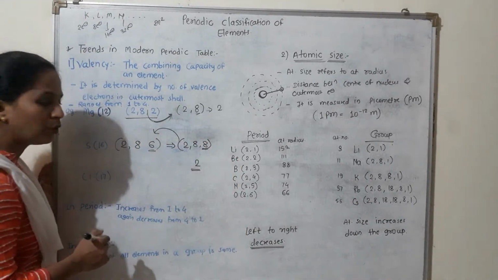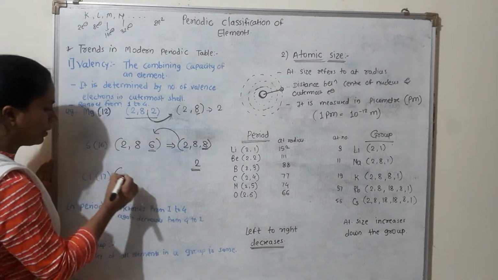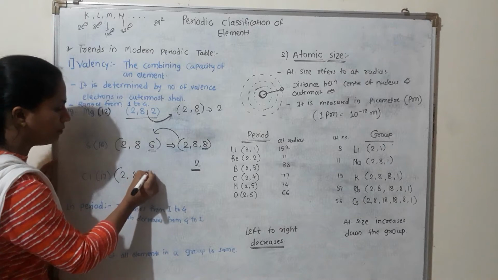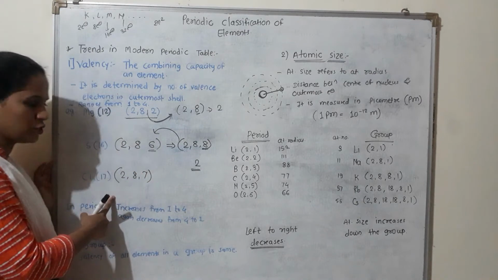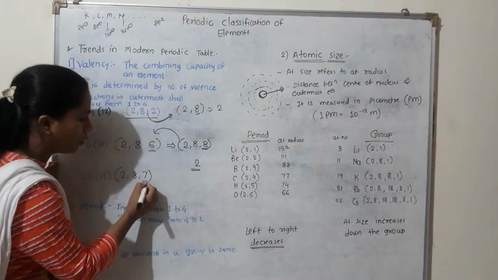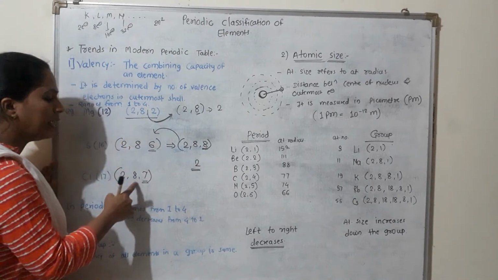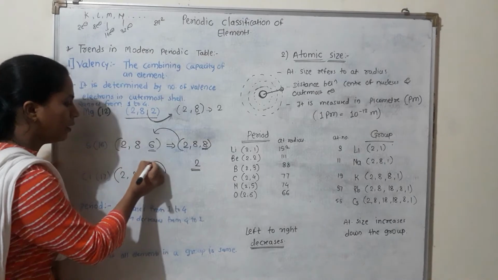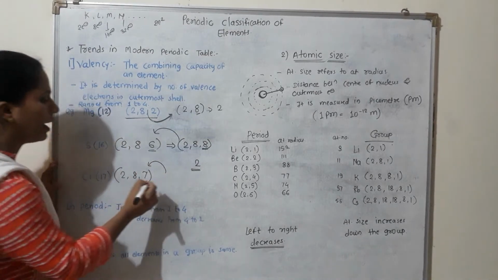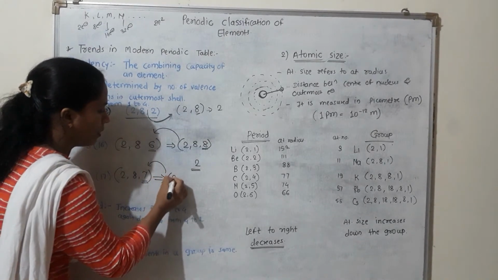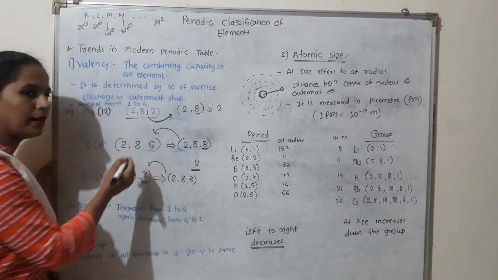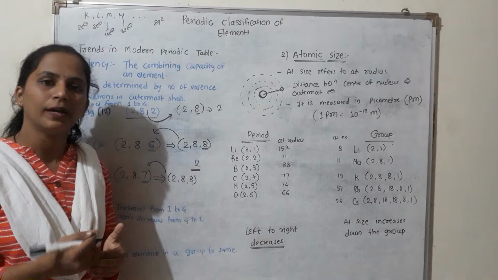Then what about chlorine? Atomic number is 17. So 2, 8, 7 is its electronic configuration. To become stable, to complete its octet, it requires 1 electron. So it takes 1 electron from the surroundings and the new electronic configuration becomes 2, 8, 8. Now it becomes stable. How many electrons does it take to complete? 1 electron.